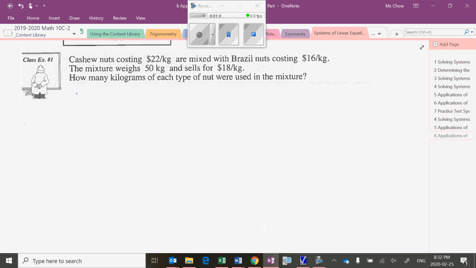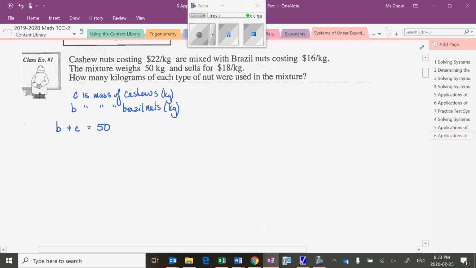So in this particular scenario, we could use a table that some people find helpful, or we can just go ahead and label. I'll show you both, and you can decide which makes more sense for you. If we were not to use the table, we could simply say that C is the mass of cashews, in kilograms for our units, and B is going to be the mass of Brazil nuts, also in kilograms. With that, we know that the total mass, the mass of the Brazil nuts plus the mass of the cashews, is going to equal 50 kilograms in total.